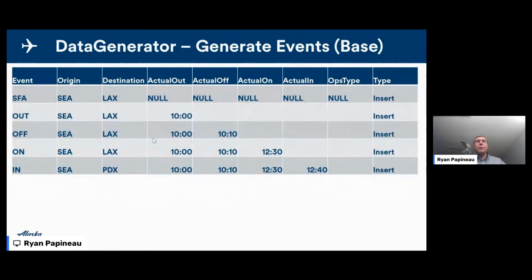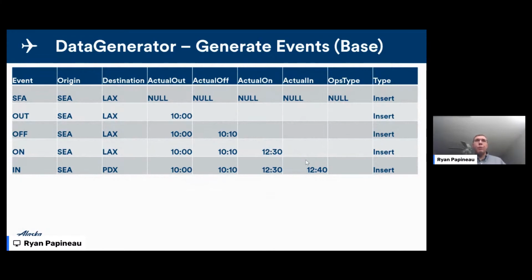Okay, so that was the generate flights component. Now we're taking the next step to step 2, which is generate event space. This is that life cycle of events, the out, off, on, in that I previously mentioned. The one at the top is SFA, which is short for schedule flight add. And it would have generated all these flights and all of these data bits specifying what those flights are.